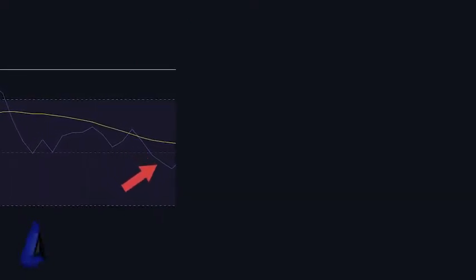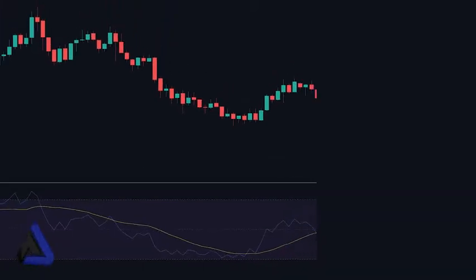So the actual way to use the RSI is as a momentum indicator. The most important level on the RSI is not 70 or 30. It's actually the 50 level, which is this dotted line right in the middle. So once the RSI cleanly breaks above the 50 level, this is a sign that the market is bullish. And once the RSI cleanly breaks below the 50 level, this is a sign that the market is bearish.